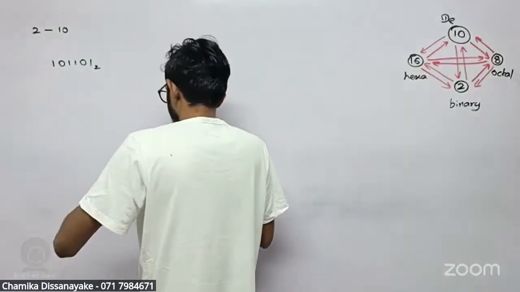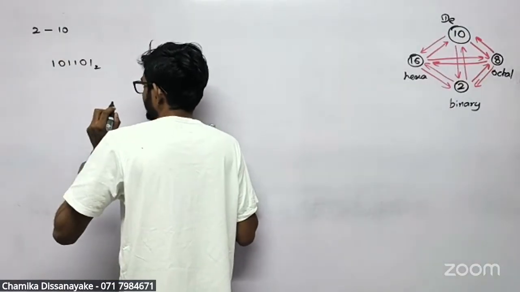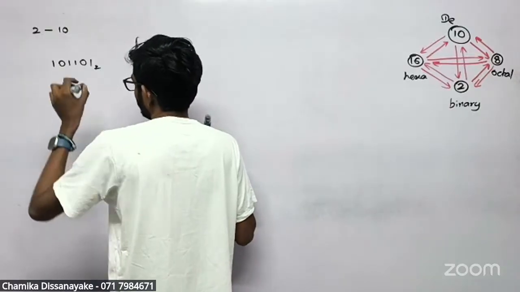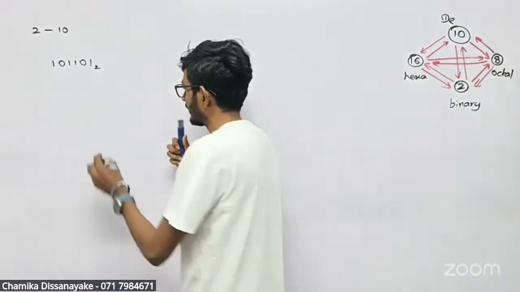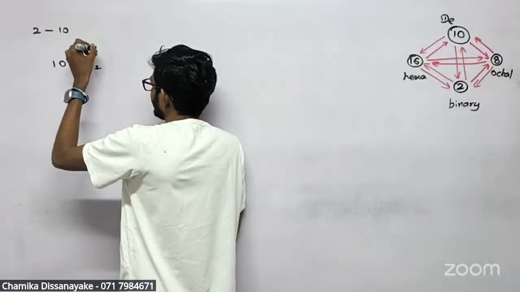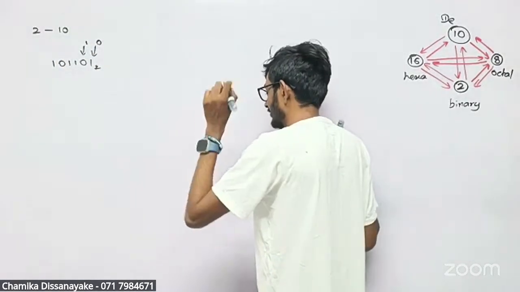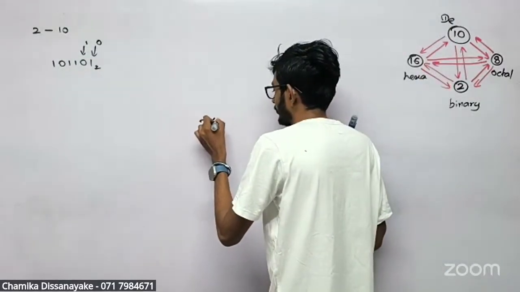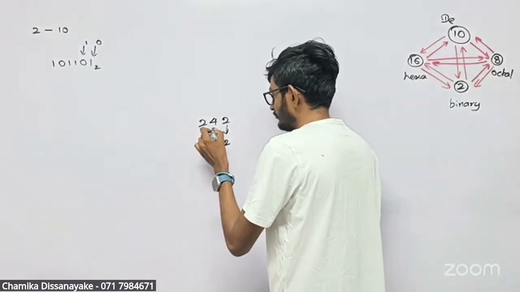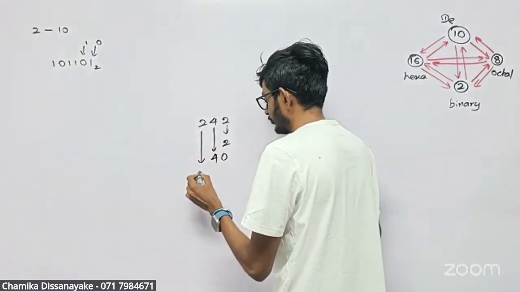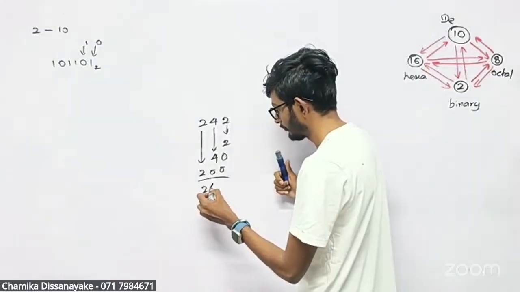For that method, we need to learn about the weighting factor. Weighting factor means the value by which we are going to multiply the base value. So in the decimal number system, we have 242. This 2 means number 2. This 4 means 40. This 2 means 200. Likewise, these numbers are added together and we have the 242 value.